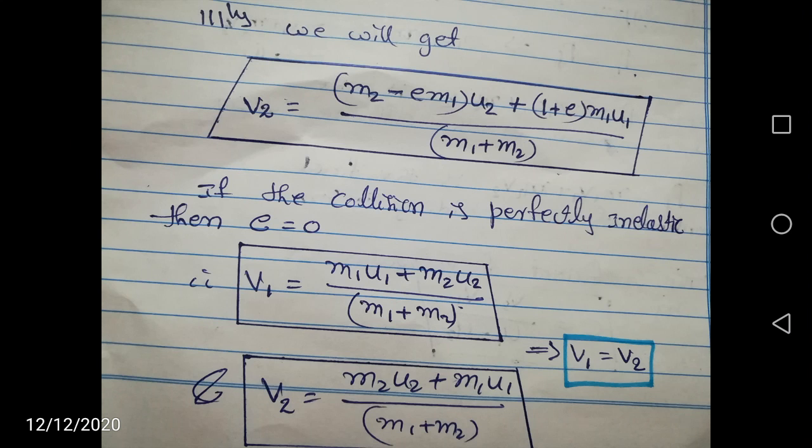If the collision is perfectly inelastic, then the coefficient of restitution is equal to 0, that is, the value of e equal to 0. Then v1 equal to v2, that is, v1 equal to (m1 u1 plus m2 u2) divided by (m1 plus m2). Since the collision is perfectly inelastic, v1 is equal to v2, which implies that after the collision both the bodies stick together and move together with the same velocity.